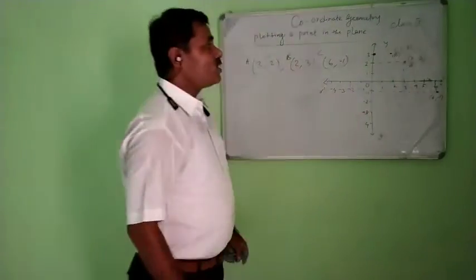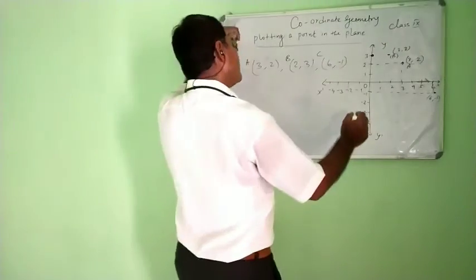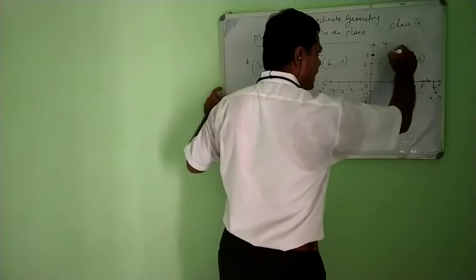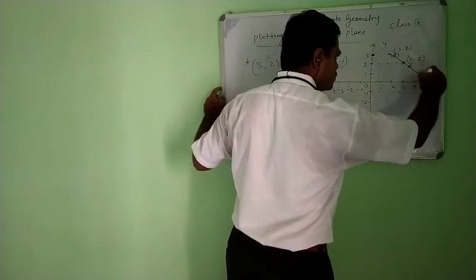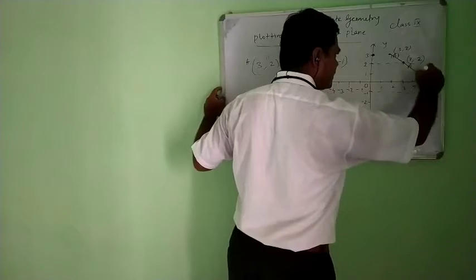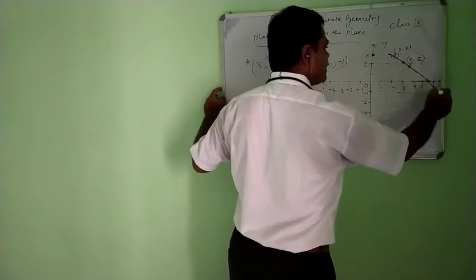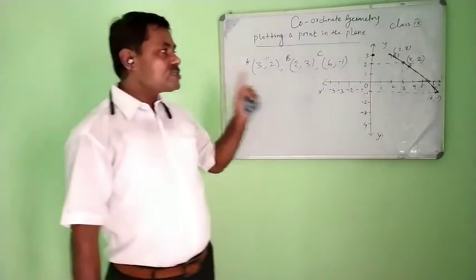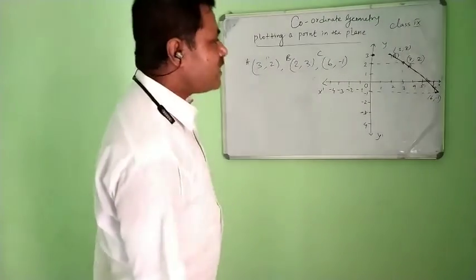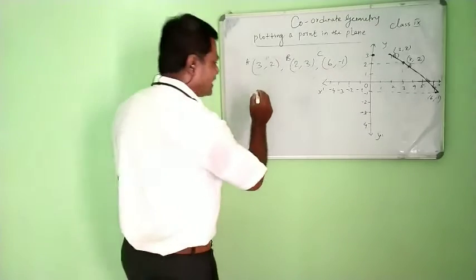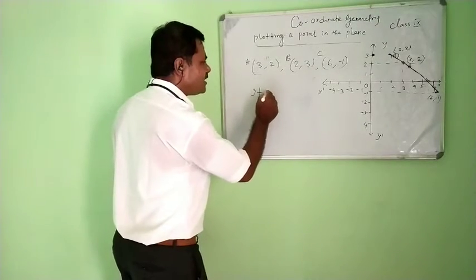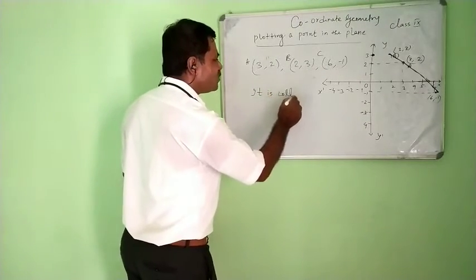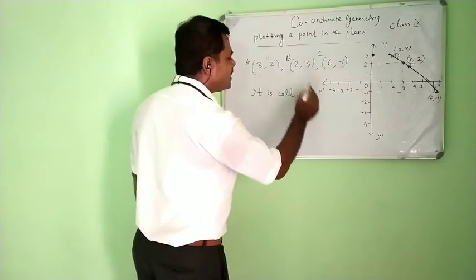Then, with the help of a scale, we draw a line, and if it becomes a straight line, see, this becomes a straight line. On the graph paper you will see clearly that they lie on one line. If it is a straight line, that means the points are collinear. Is it clear?